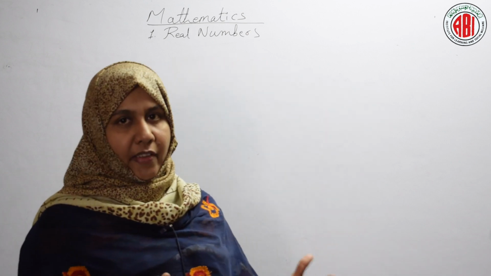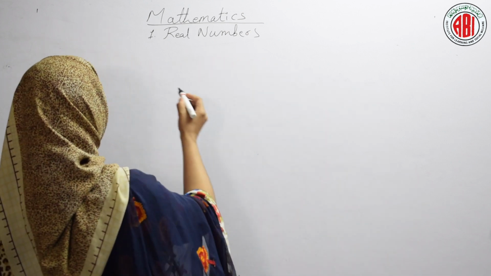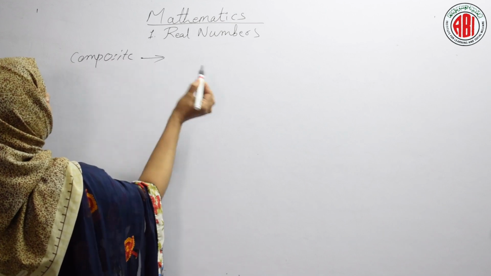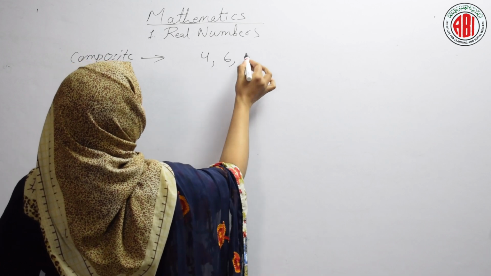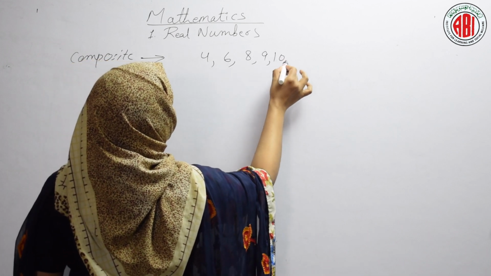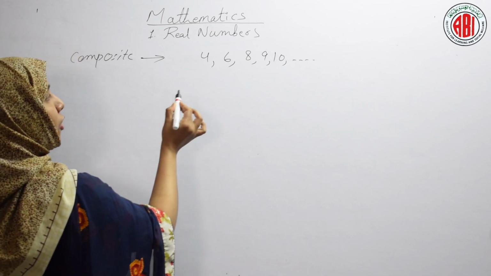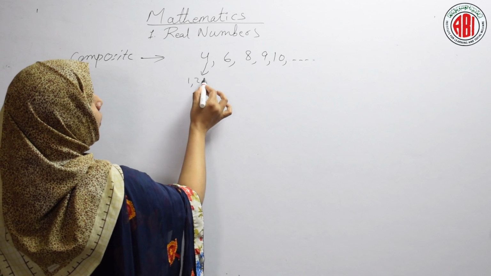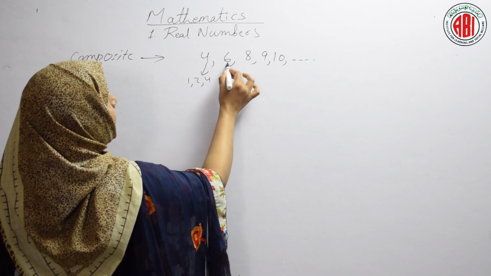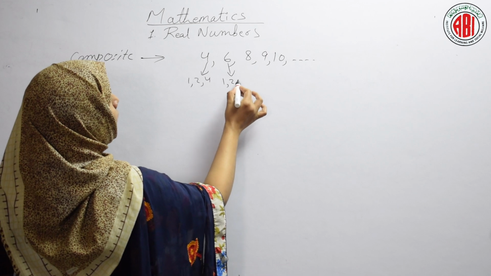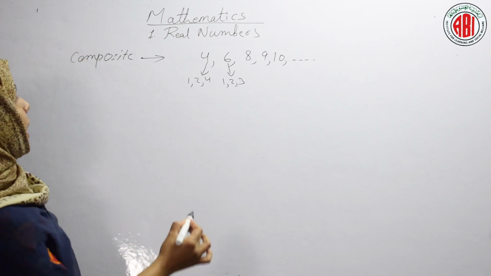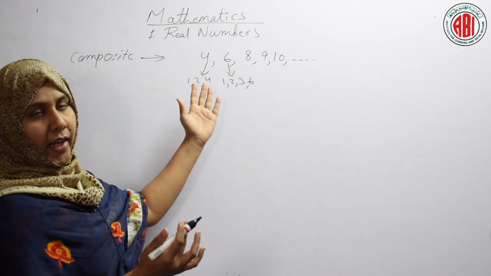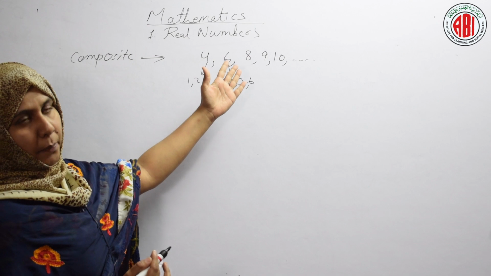What are some examples I can give of composite numbers? 4, 6, 8, 9, 10 and so on. These are composite numbers because they have more than 2 factors. Look at 4. 4 has 1, 2 and 4, these 3 factors. 6 has 1, 2, 3 and 6. Look, these numbers have more than 2 factors, so these numbers are nothing but composite numbers.